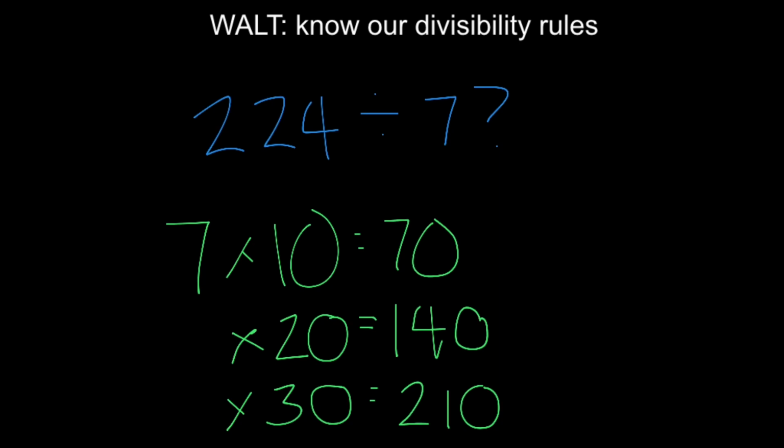So how much more do we need to get to 224? We've got 14 left to go. And is 14 divisible by 7? Yeah, mate. 14 divided by 7 equals 2. So that means that 210 is divisible by 7, for sure. 14 is divisible by 7, and that means 224 is divisible by 7.